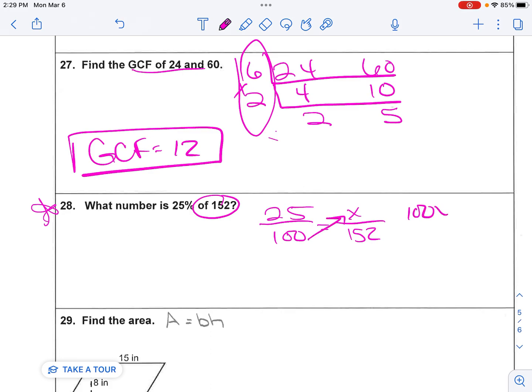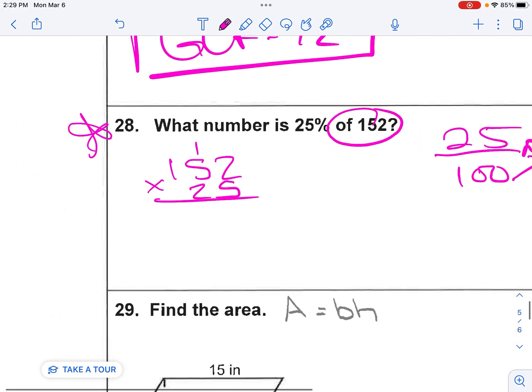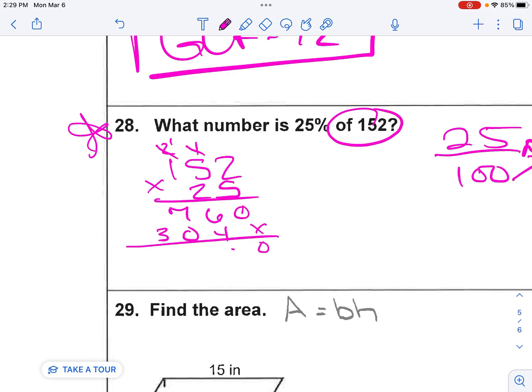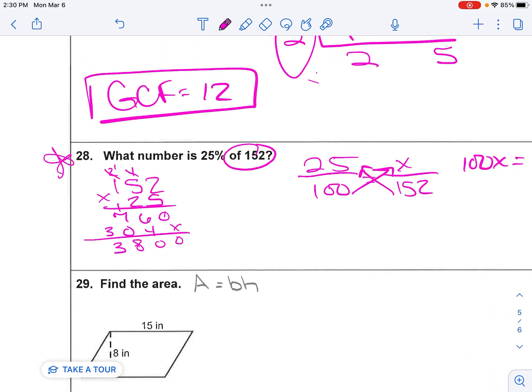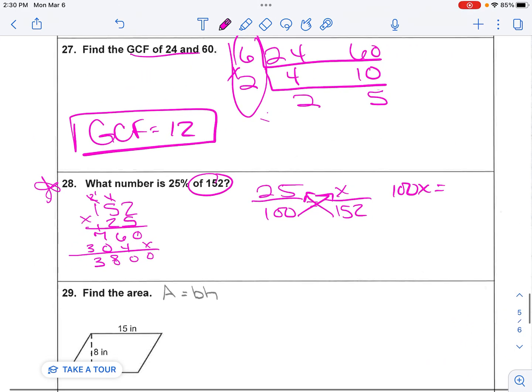100 times x is 100x. Yes, you're going to solve without a calculator this time. 152 times 25. Okay, we get 3,800.